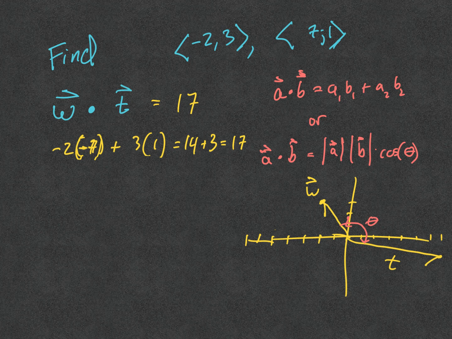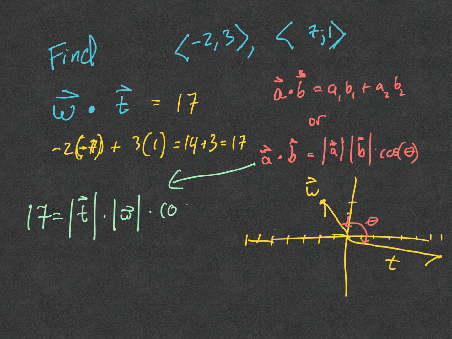So in a case like this, if I were given two vectors in component form, and if I were asked to find the angle between them, what I would do is I'd start by finding the dot product. That's 17. So that means if I take it in the geometric form here, I know that 17 will equal the magnitude of T times the magnitude of W times cosine of theta.